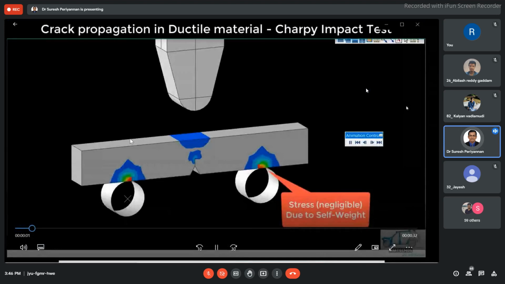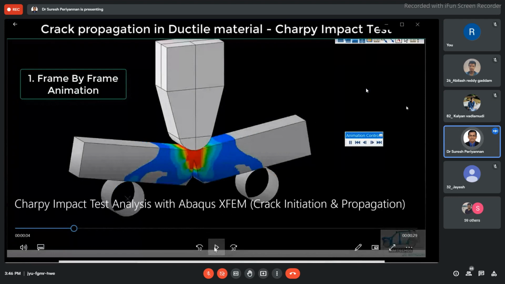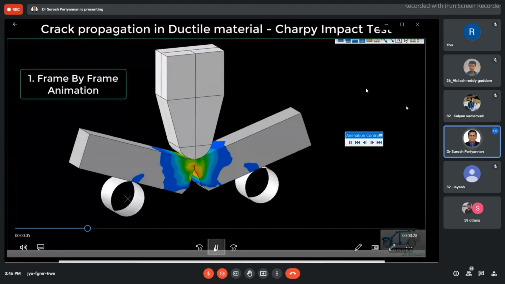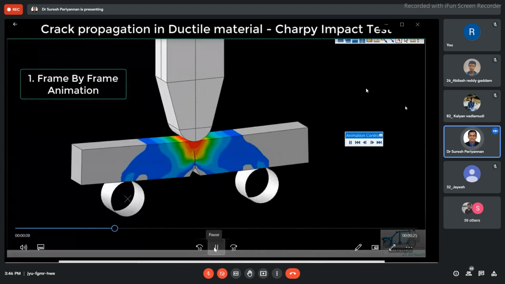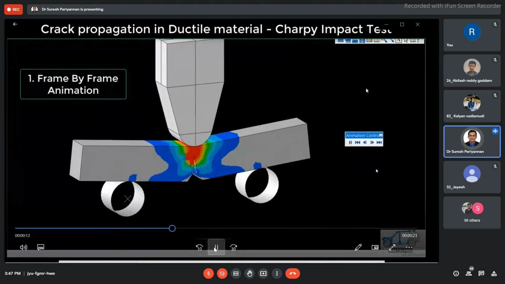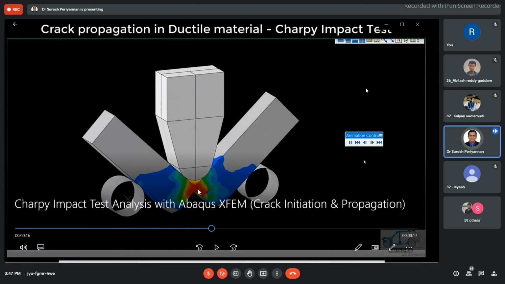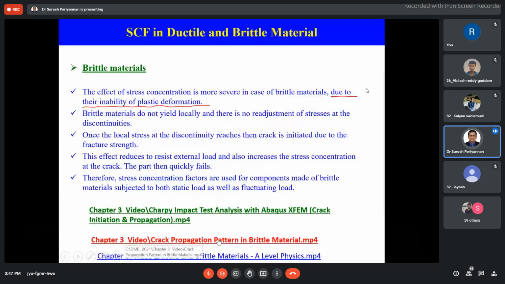This is a ductile material. See the ductile material. When the load is applied, the material sustains. Slowly the crack is propagating. Finally, it is going to fail. Right? This is a ductile material. Now the stress magnitude is more at the tip of the discontinuity. At the tip of the discontinuity, the stress concentration is more. Okay, but if you see the case of brittle material, I will show you this another video.